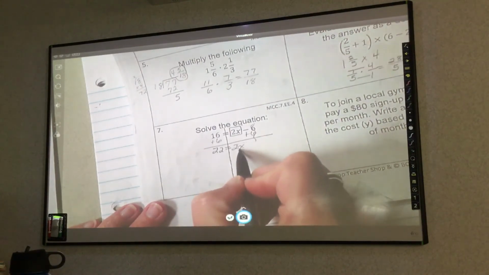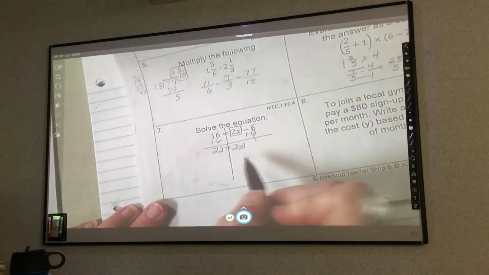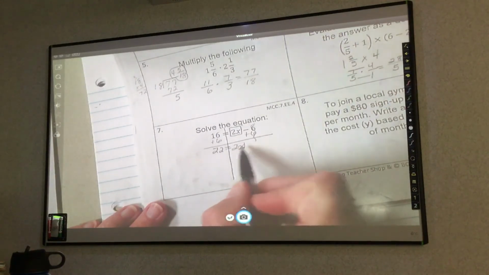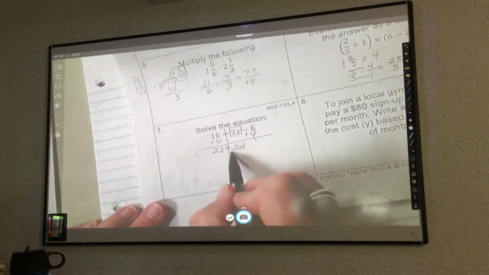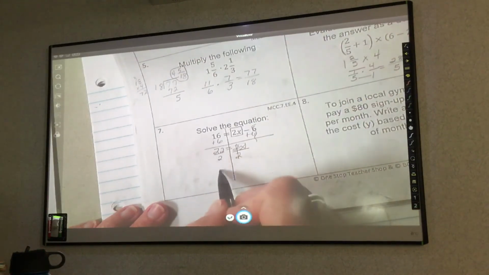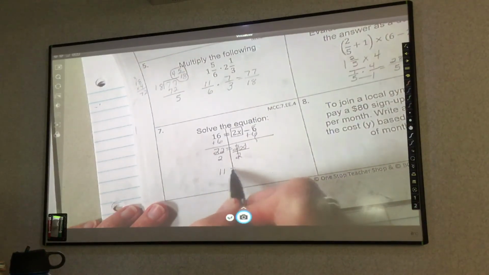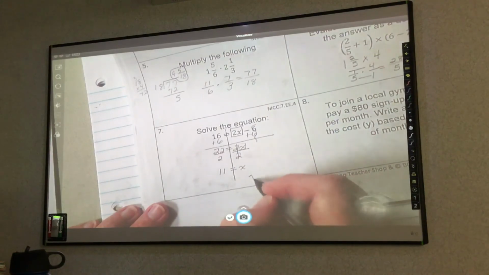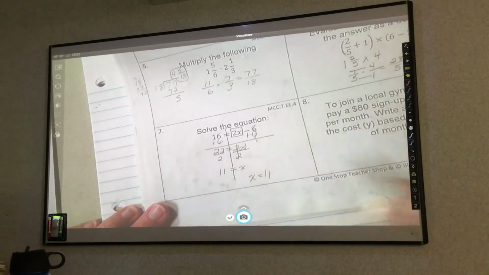Now I'm gonna put a box around just the x, because now I'm gonna get rid of the 2. If I'm multiplying, what's the opposite? Divide by 2, so they cancel each other out. Divide by 2, and that becomes 11 equals x. Then I'd rewrite it x equals 11.